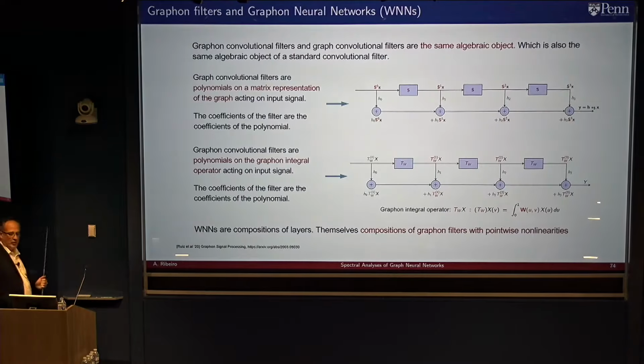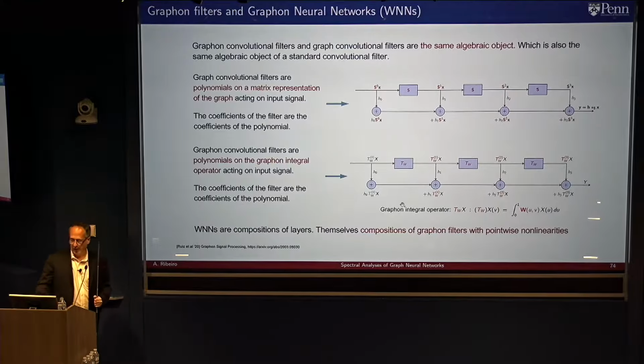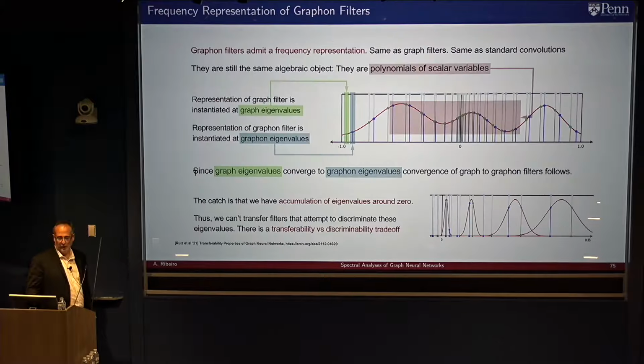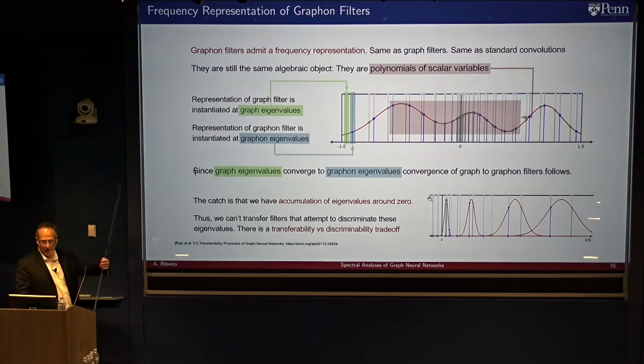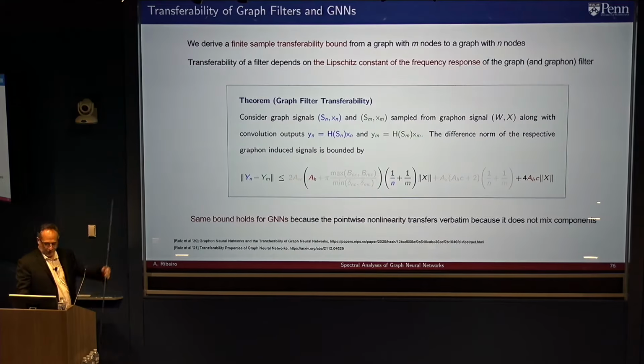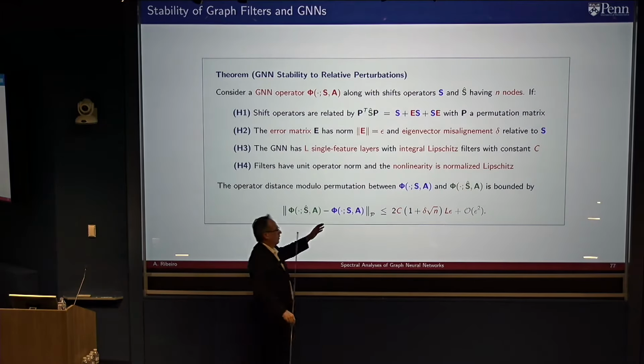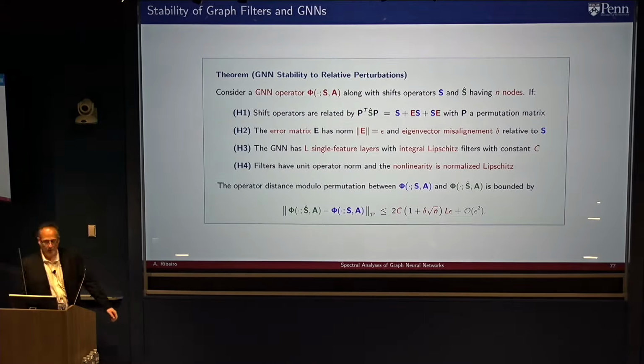But more to the point, I did use this spectral analysis to investigate the transferability of graphon neural networks. And I told you that this is not as straightforward as you think it is, because you do have a problem with high frequency components, which you cannot discriminate with transferable filters. And I did prove that mathematically, and I have also showed to you that a very similar fact holds for stability properties of graph filters and GNNs.